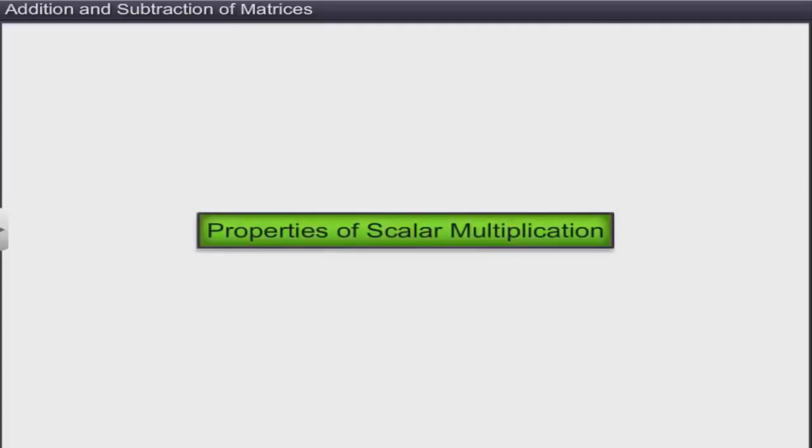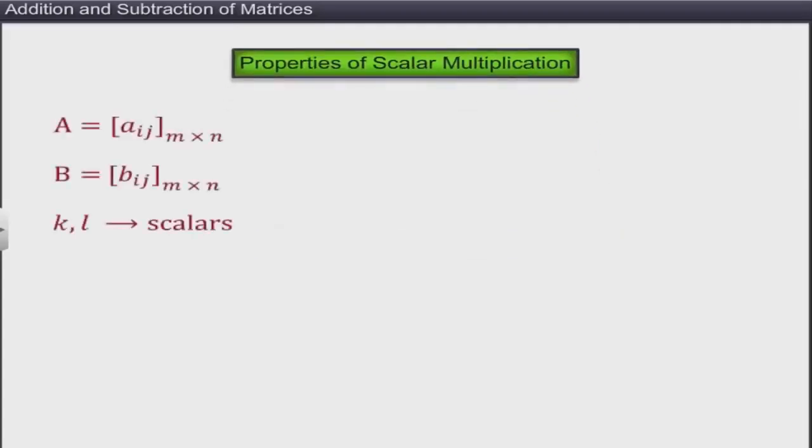We will now see some properties of scalar multiplication. If A and B are two matrices of the order m by n, and K and L are two scalars, then their multiplication will have certain properties. Let's look at the first one. K multiplied by (A plus B) is equal to KA plus KB. This can be proved as shown.